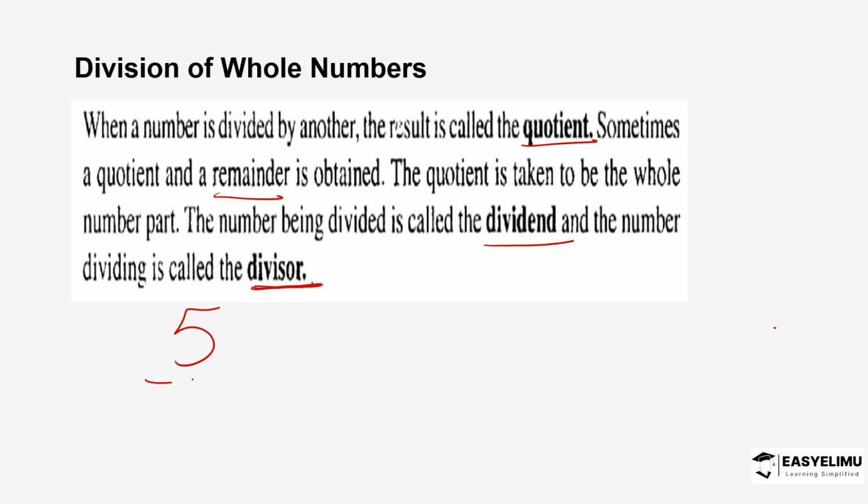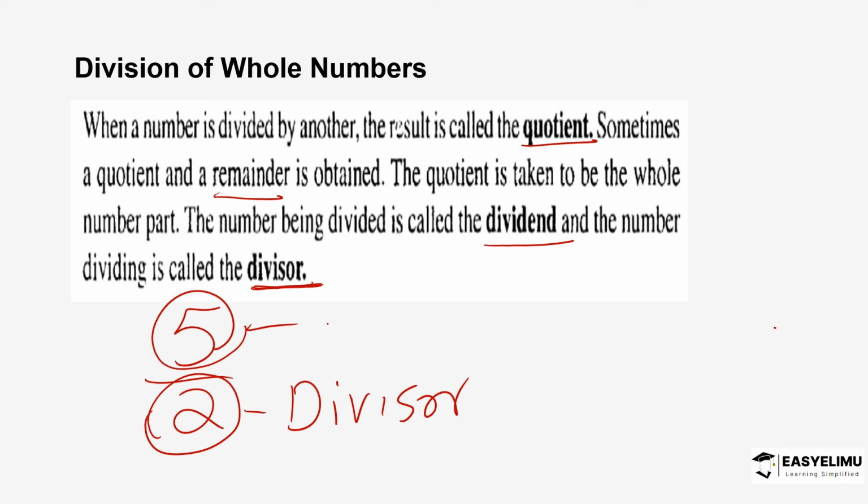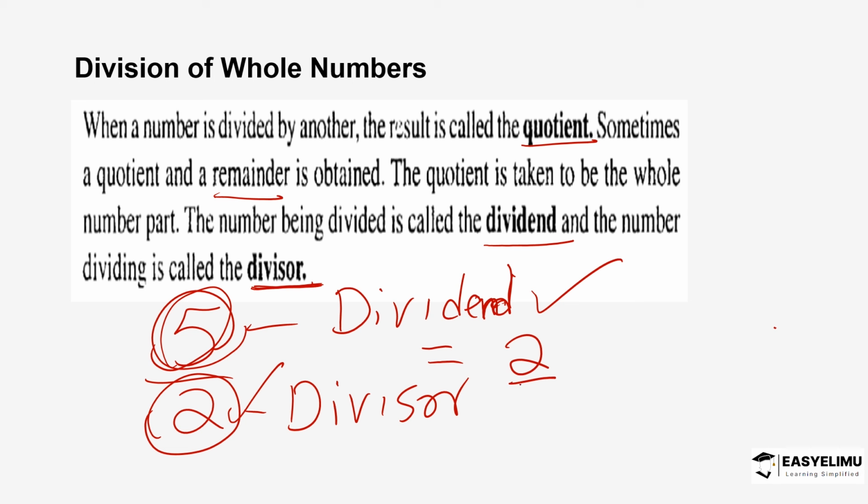So if you have 5 divided by 2, this 2 here is the divisor. This 5 here is the dividend. So in this context, that is what dividend is. With regards to division, when we talk about the dividend, we mean the number that is divided by another number. And the number you are dividing by is called the divisor. And the result, 2, we call the quotient.